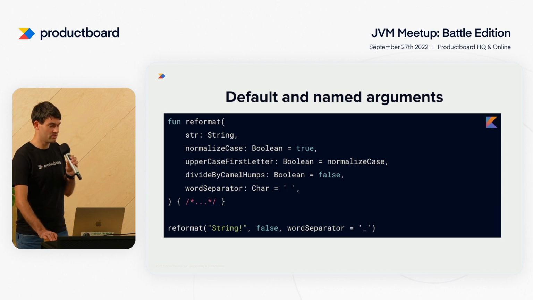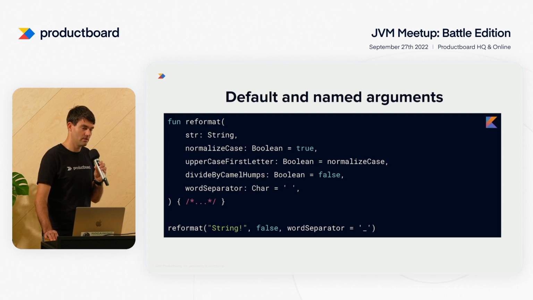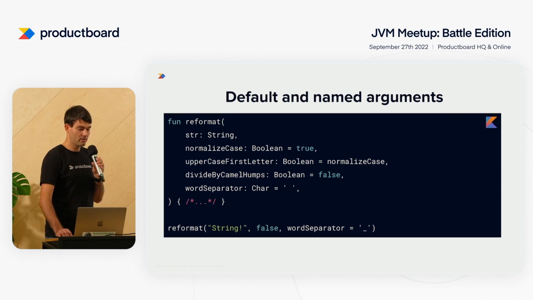A cool feature, which is also not in Java, is default and named parameters. When you have a difficult function with multiple parameters, such as this reformat, you can specify default parameters, and then you can call this function only with this string or str, which is the mandatory parameter. The default parameters can be omitted, and when you want to specify some later parameter, you can use the name to specify it. In Java, that would be quite difficult to define. You would need to define this function multiple times.